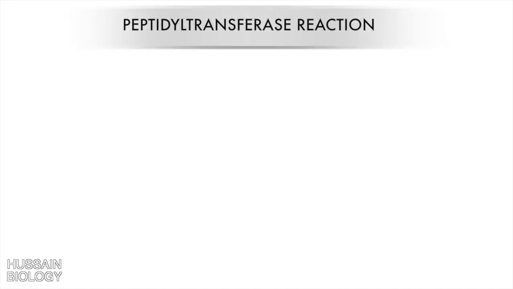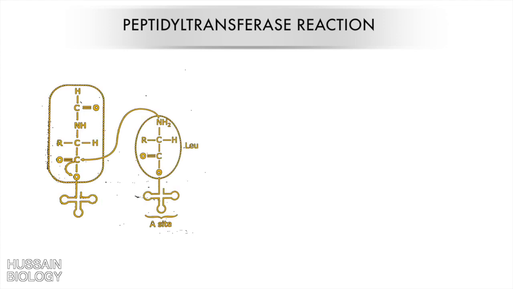Now getting to translation. We know it is the peptidyl transferase reaction which aids the peptide bond formation. Here in this diagram we have the two amino acids in the ribosome carried by transfer RNAs. One at the P site and the other at the A site. It is the enzyme peptidyl transferase which mediates the reaction.